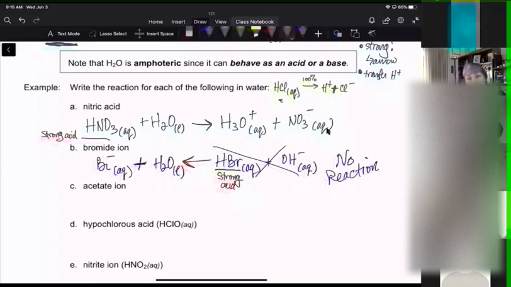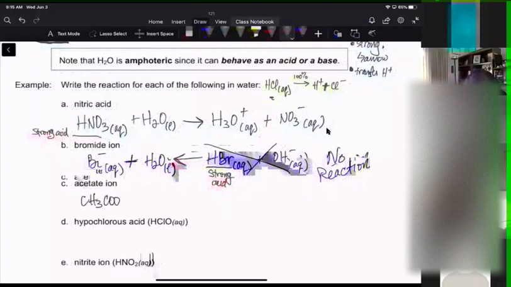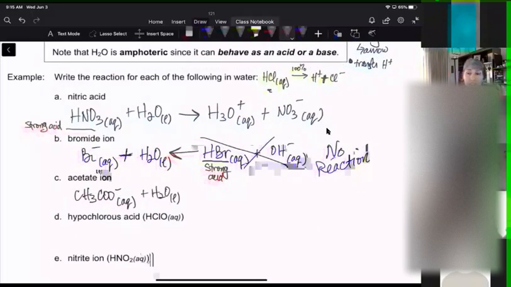All right, let's take a look at acetate ion. There is our acetate ion. Let's put it in some water. Now remember, the hydrogens by the carbon are not acidic. So there's only one way that this proton can transfer, and that's from water to the acetate.